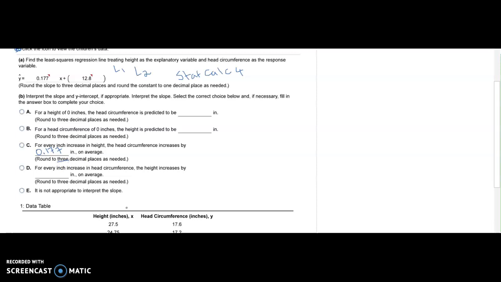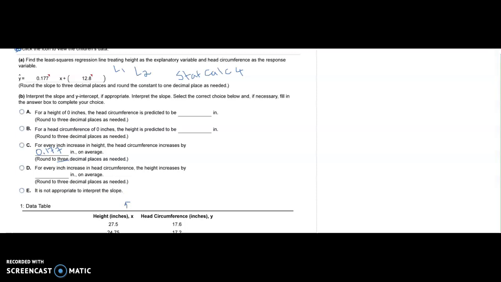So it says X goes up by 1, Y goes up or down by whatever. It would go down if it was negative, up if it was positive. It's always appropriate to interpret the slope, so it's never going to be this choice. It's always appropriate to interpret the slope.